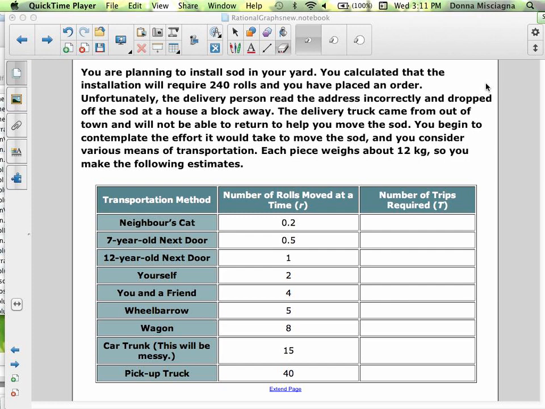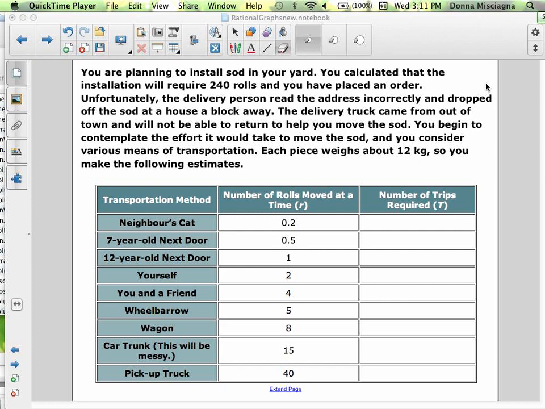A wheelbarrow would be a good idea. You can carry a little bit more. You can carry 5 rolls. If you use a wagon, that'll carry 8 rolls. You can use your car trunk and carry 15 rolls, but that's going to be messy and you're going to be spending the time cleaning up your car trunk. Or a pickup truck, if you have one, and you can carry 40 rolls at a time.